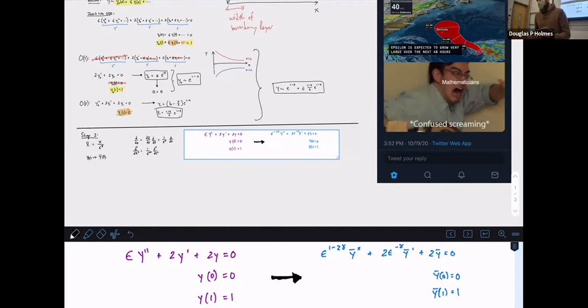Okay, we have a new problem. We've rescaled our ordinary differential equation by dividing x by epsilon to the gamma. We don't know what gamma is. The next part of the problem is using the method of dominant balance to determine the magnitude of gamma.